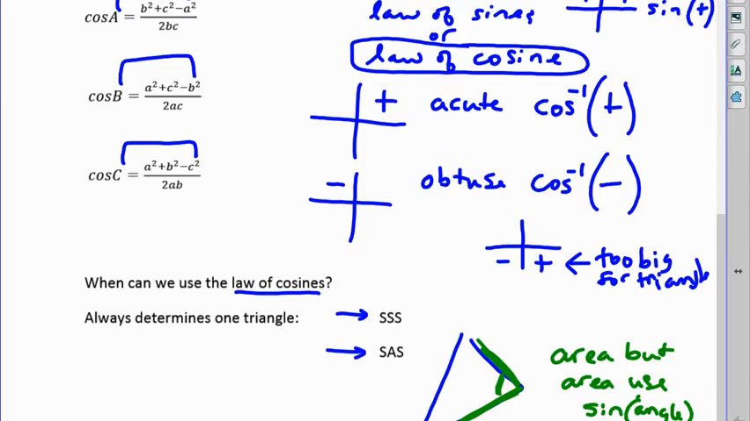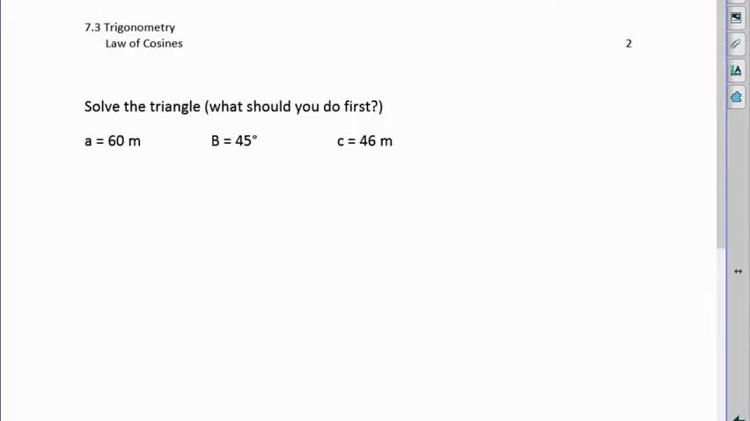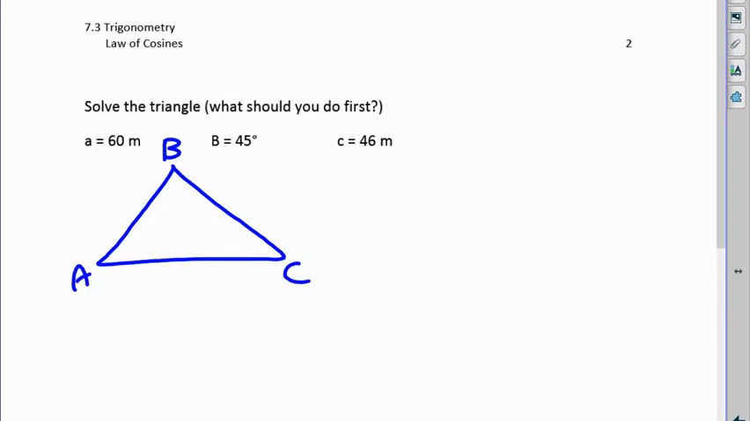Okay, page 2, we're going to draw this triangle. Home stretch. Side B, or angle B, A, C. Okay, we have 60 meters, 45 degrees, 46 meters. It looks like I don't know side B, I don't know angle A, I don't know angle C. I have a side angle side situation.